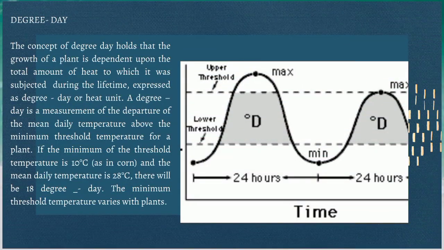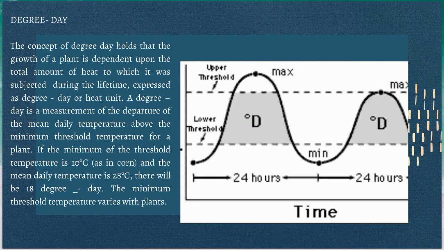For the degree day, the concept of degree day holds that the growth of a plant is dependent upon the total amount of heat to which it was subjected during its lifetime, expressed as degree day or heat unit. A degree day is a measurement of the departure of the mean daily temperature above the minimum threshold temperature for a plant. If the minimum threshold temperature is 10 degrees Celsius, as in corn, and the mean daily temperature is 28 degrees Celsius, there will be 18 degree days.